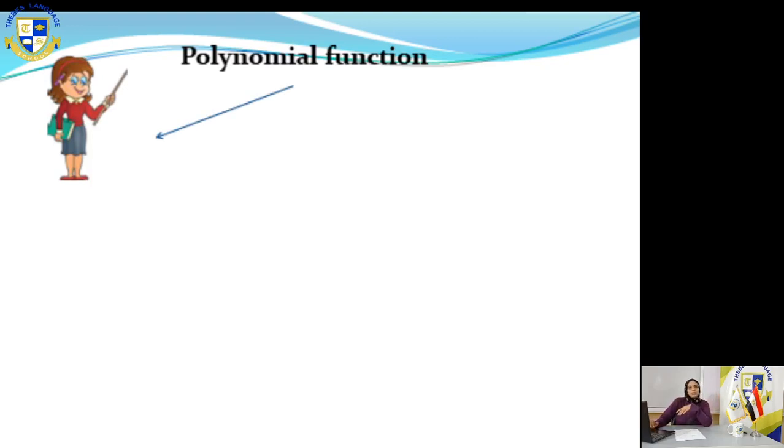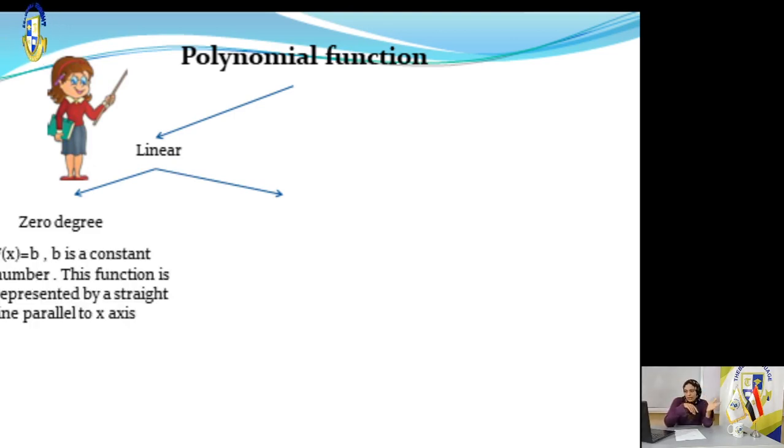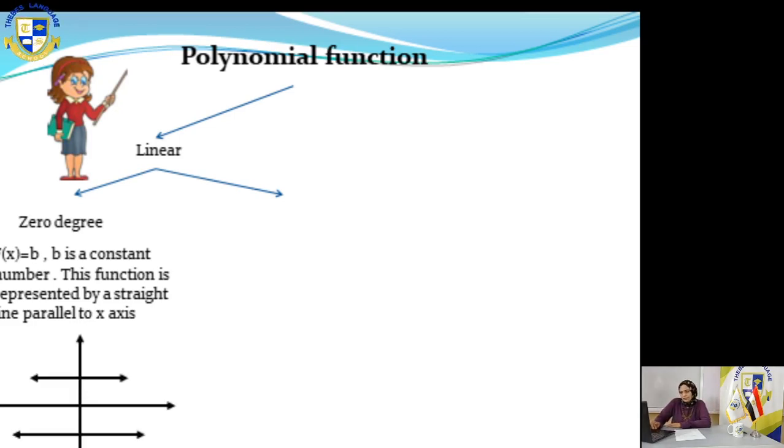Polynomial function. We have two types of the polynomial function. We will study the first type, which is the linear function. The linear function has two degrees, 0 degree and first degree. The 0 degree is represented by f of x equals b, where b is a constant number. This function is represented by a straight line which is parallel to the x-axis, as we see in our figure.